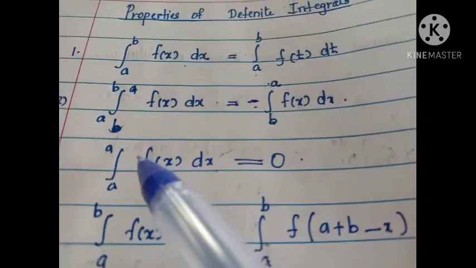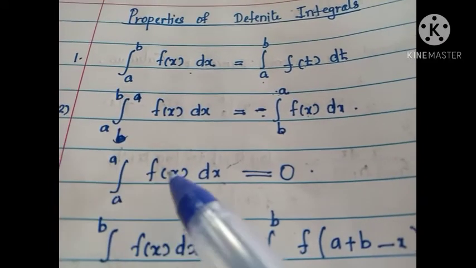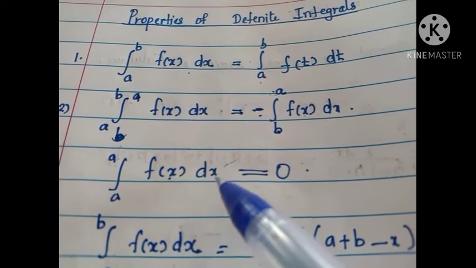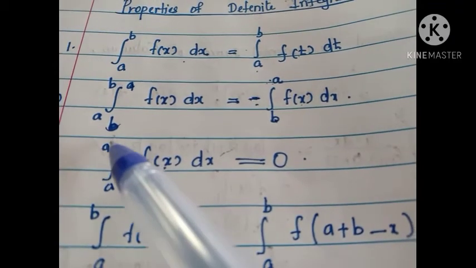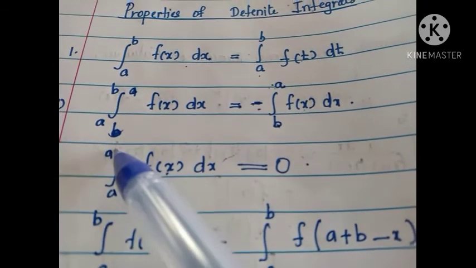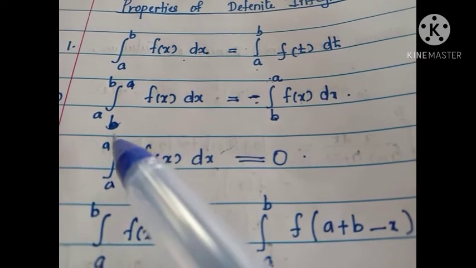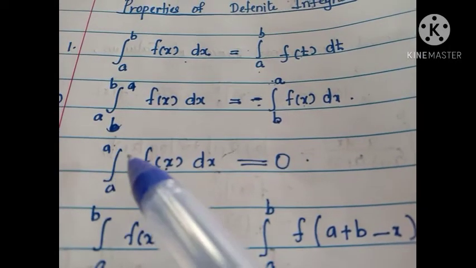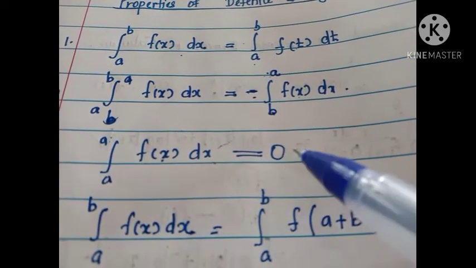Now the third property: integral from a to a f of x dx is equal to 0. Here both the lower limit and the upper limit are equal. So if both limits are equal, then the integral is equal to 0.